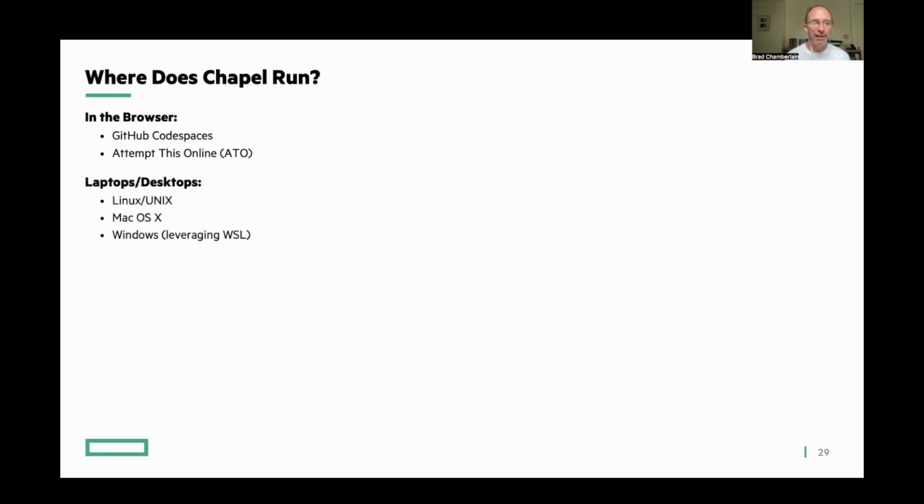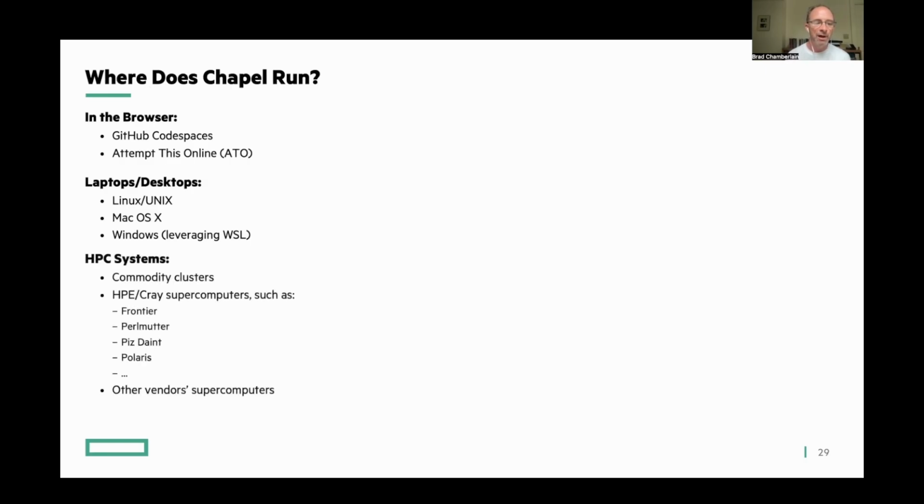I mentioned you can run on laptops and desktops. We run on Linux, Mac OS, and Windows if you're willing to use the Windows Subsystem for Linux. On HPC systems, we run on commodity clusters, certainly on supercomputers developed by HPE and Cray, our company, and we also run on other vendors' supercomputers. On the cloud, we've run primarily on AWS in practice. In the past, we've run on Microsoft Azure, but it's been a few years since we've done it. I have no reason to believe it doesn't still work, but haven't tried it recently.